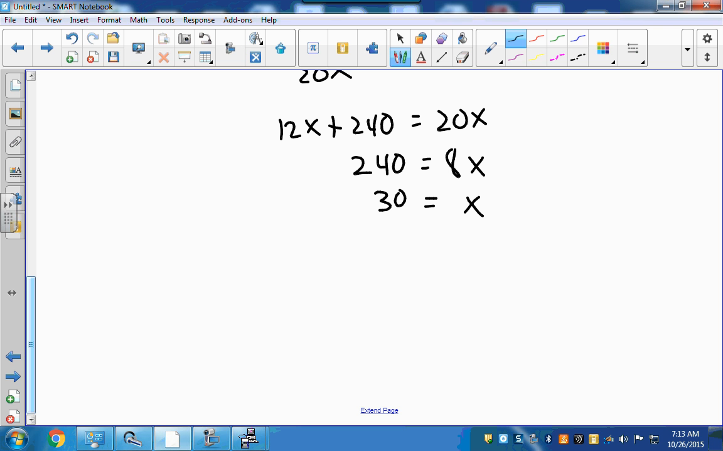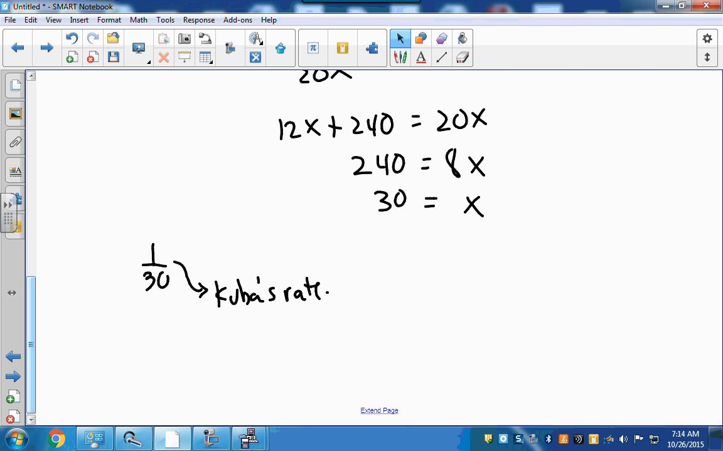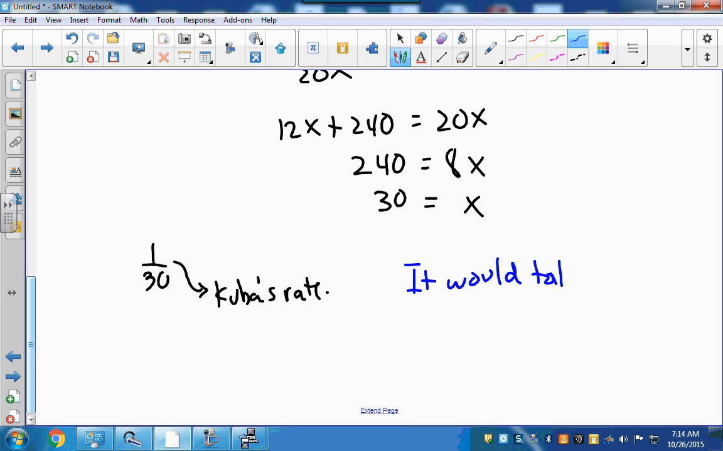So the 1/30 would be Kuba's rate. Make sure you answer the question. The question is, how long would it take Kuba? So it would take Kuba 30 hours to do the job alone.